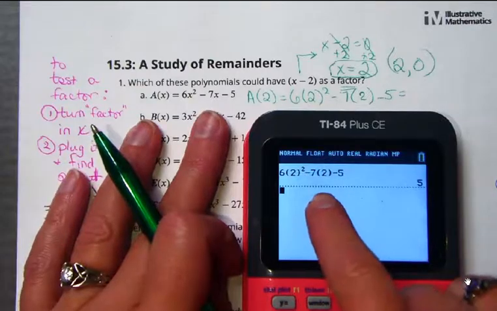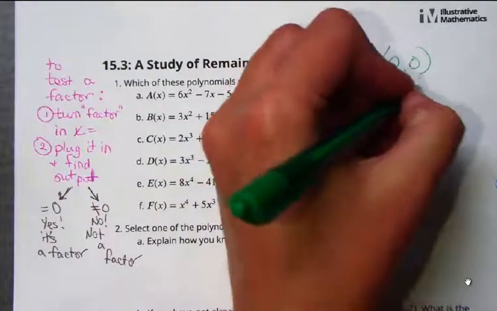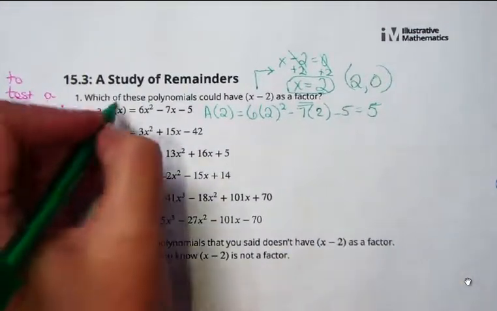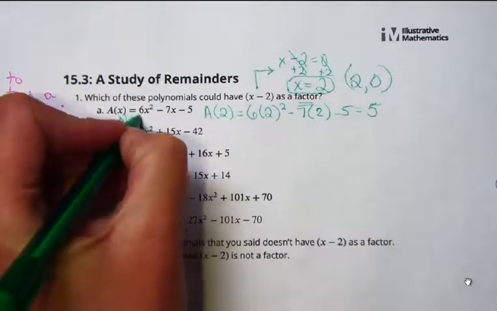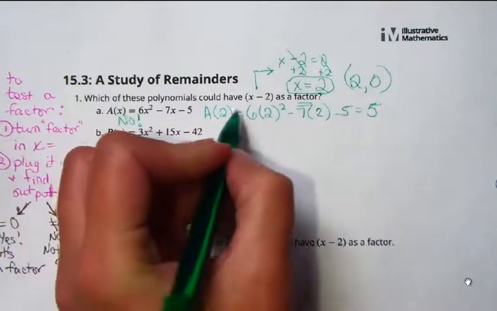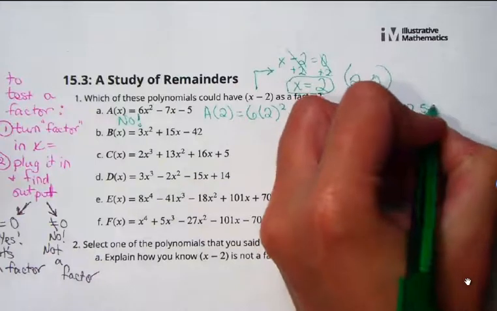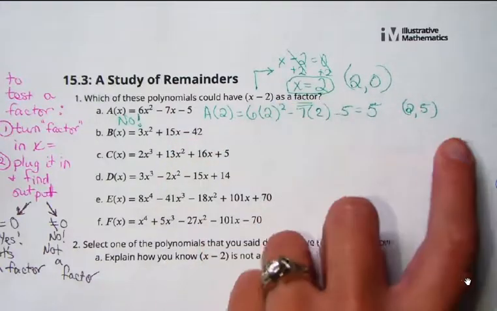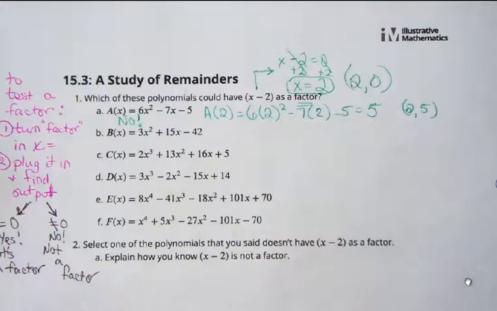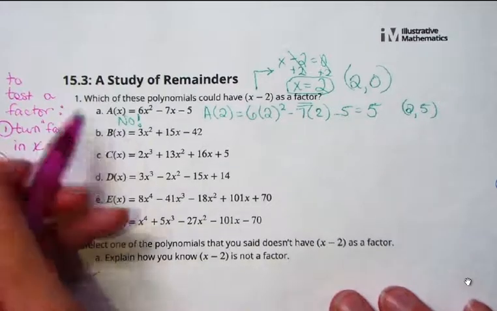So I put into my equation, I calculated the output is 5. 5 does not equal 0, so this is not a factor. So I'm going to put no, not a factor there. What this has told me is that I have a point on this graph of input 2, output 5. Now that is not an x-intercept. It's not a 0 of the graph. It's not a solution. It's none of that stuff. So it is not a factor.